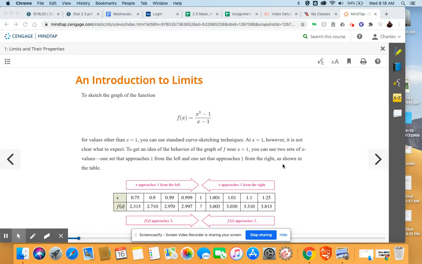Okay, good morning. Yesterday we talked about finding limits numerically, where we were plugging values into a table and examining what happened.